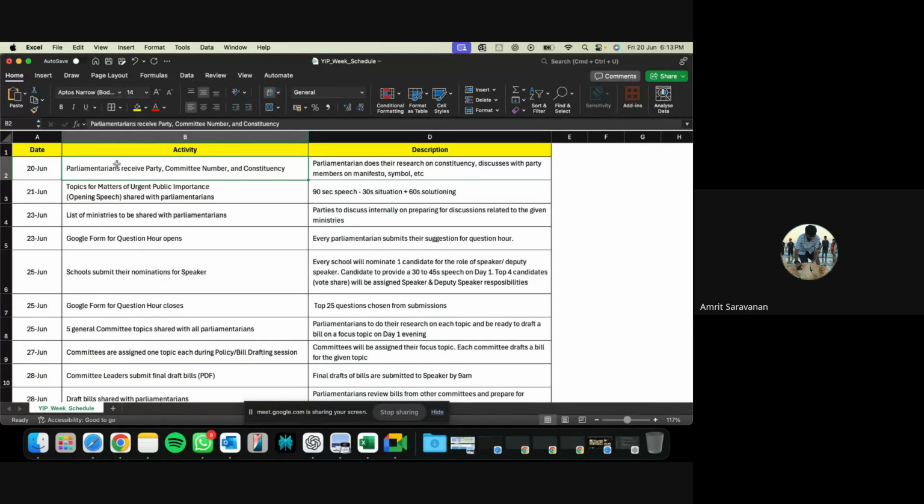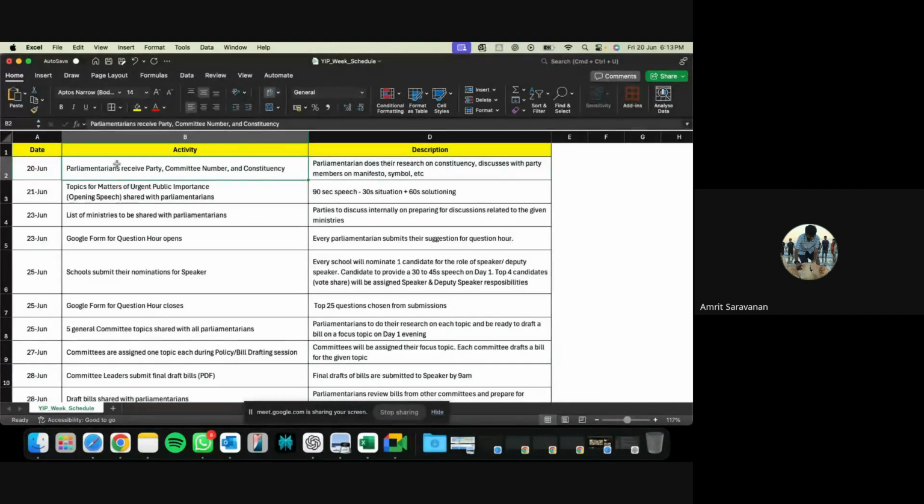Then tomorrow we would be giving you the 5 topics which would be taken up under matters of urgent public importance. So there what you would do is, from those topics you would start preparing a 90-second speech on what issue you want to talk about and how you would make that situation better, right, with what you can do.